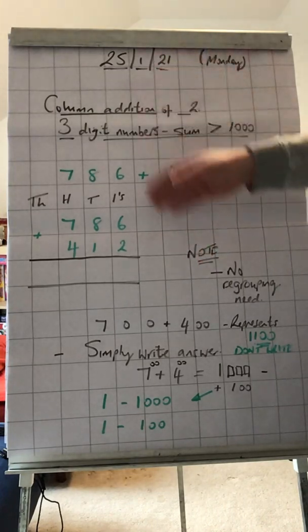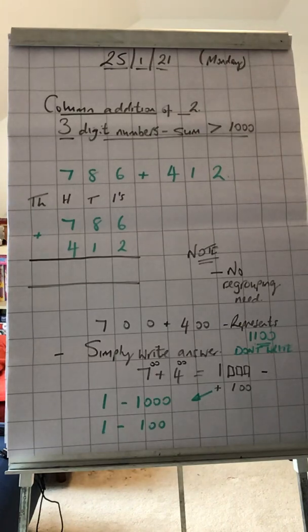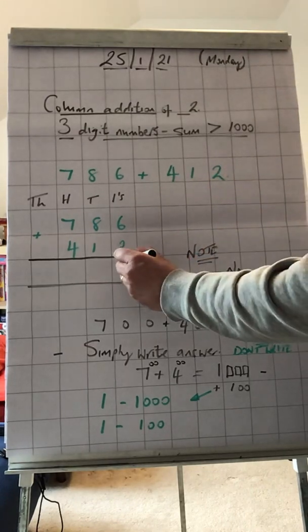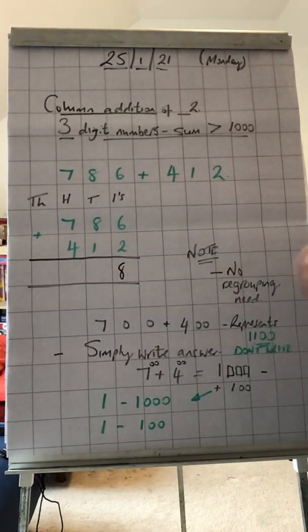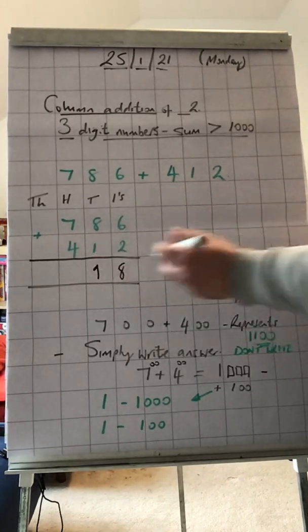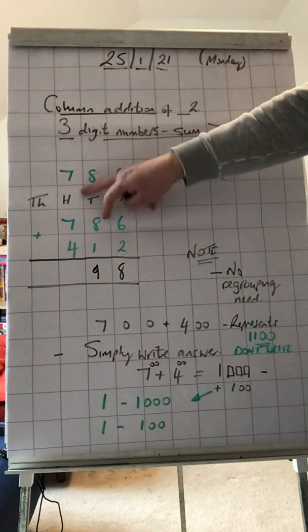Right, so we literally look at the ones column. That's where we start, okay? And it's quite simple today. We simply say 6 add 2, or 6 ones add 2 ones. The answer is 8. No regrouping needed, okay? Tens column, 8 add 1 is 9. No regrouping needed.